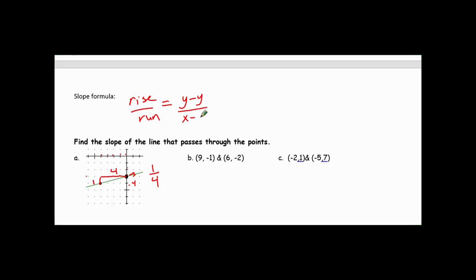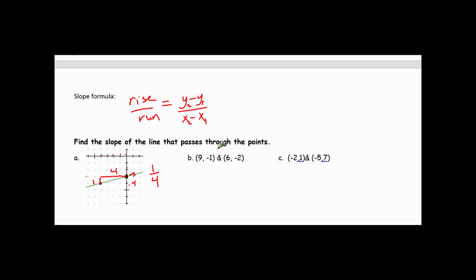And your run would be x minus x. Now, if you remember, there are sometimes little 2's and 1's, and that's fine. It really just means which point is the first point and which point is the second point. It just means that you stick with the same point. So if this is point 1 and this is point 2, if I'm going to subtract the y minus the y, I have to subtract this x minus this x. But it really doesn't matter what order we go in.